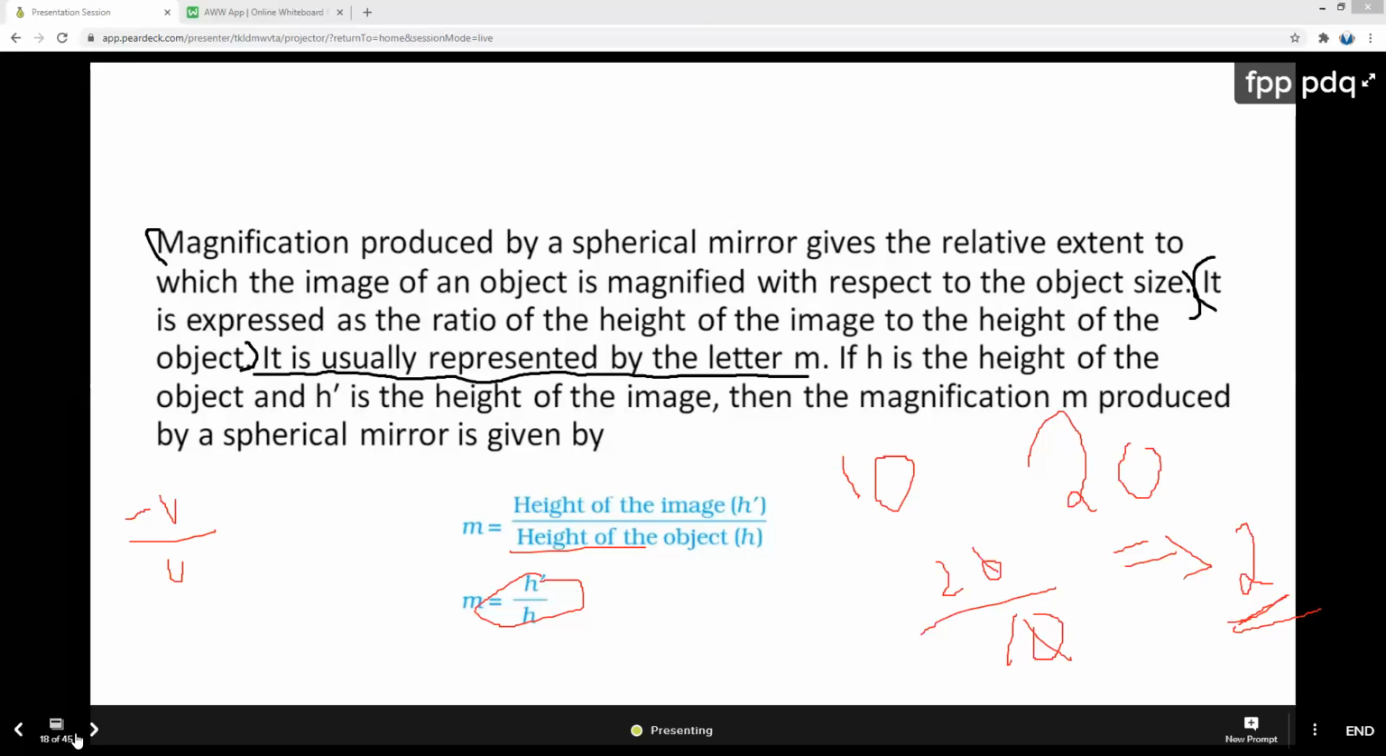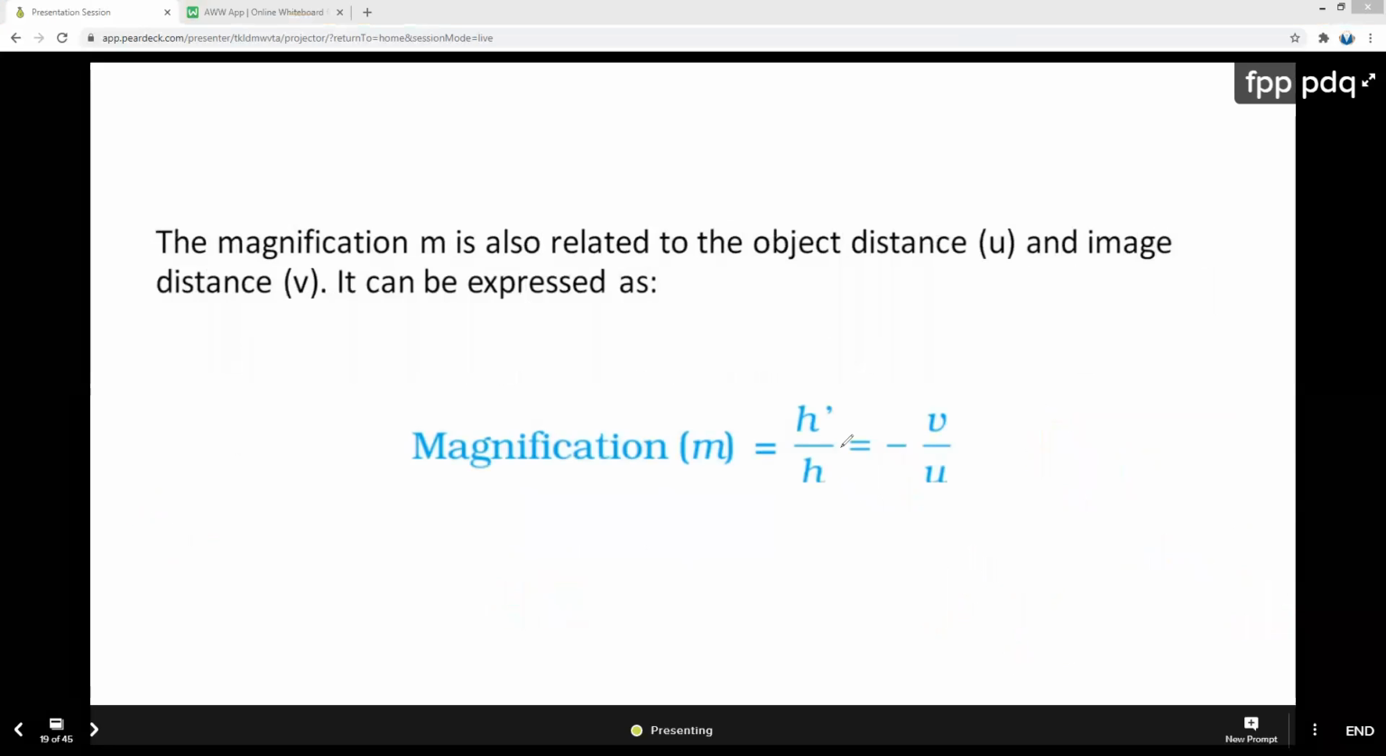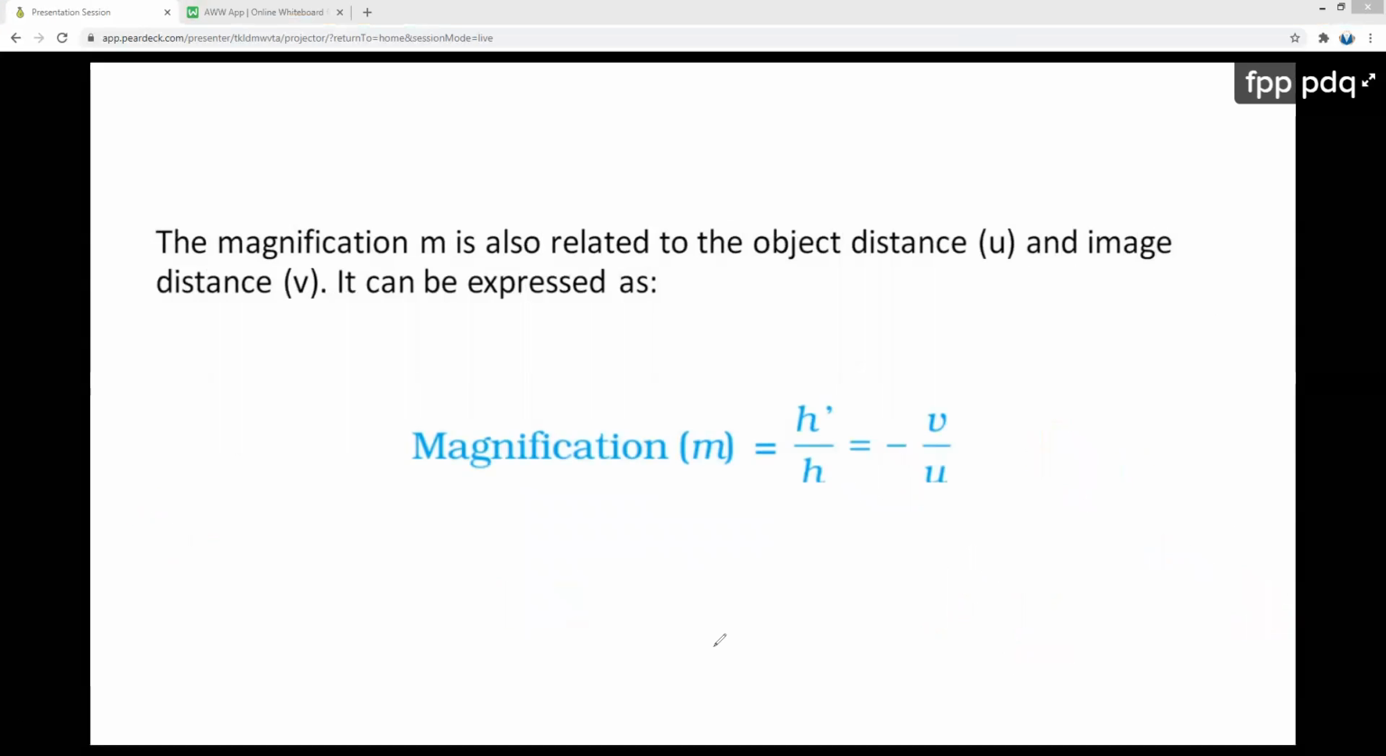It's coming. Aman? Yeah, it's coming here. No, it's minus v by u, right? Yeah, it's coming. Minus v by u here. Like in this case, minus v by suppose u.